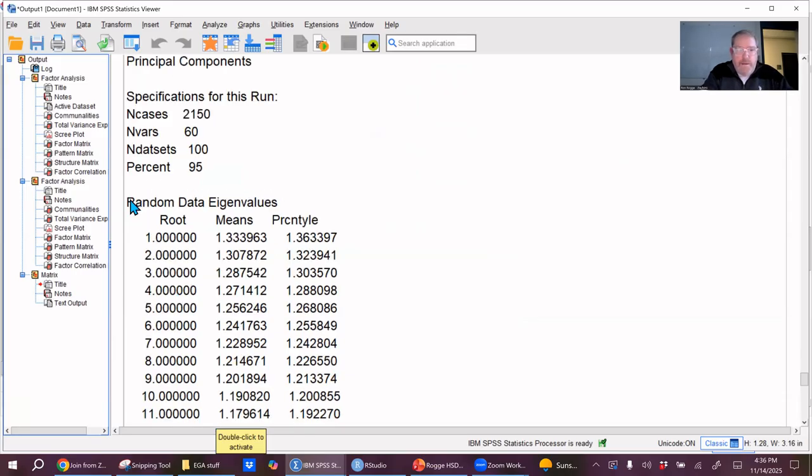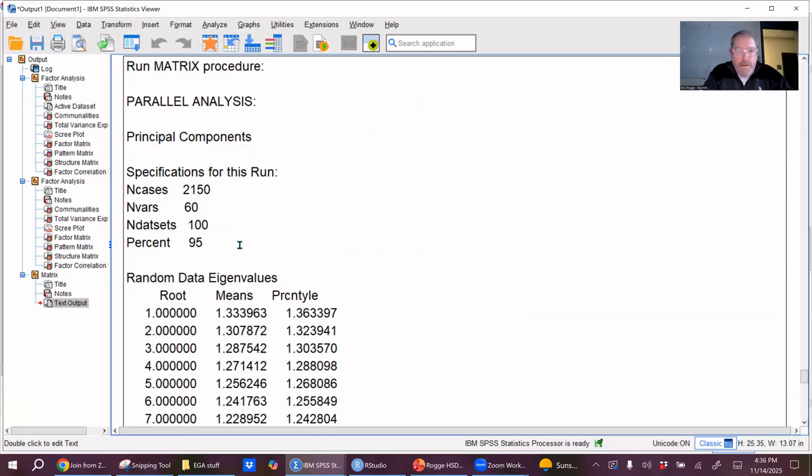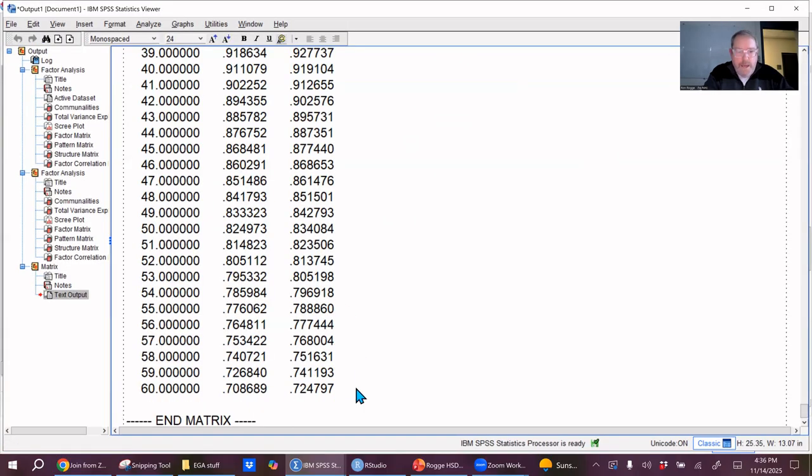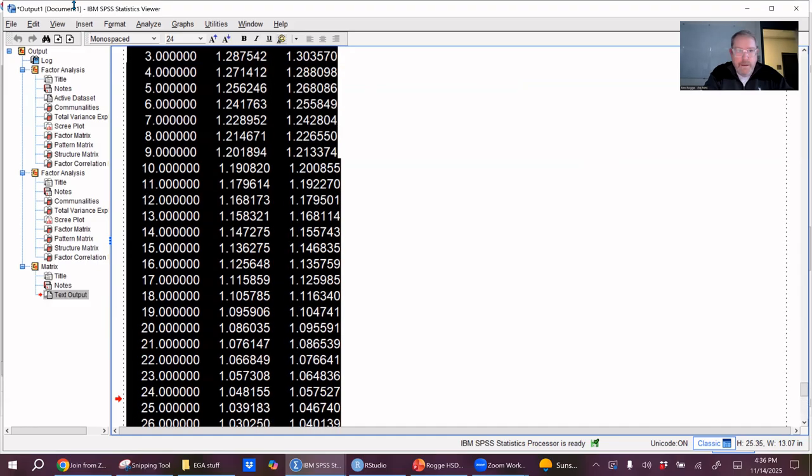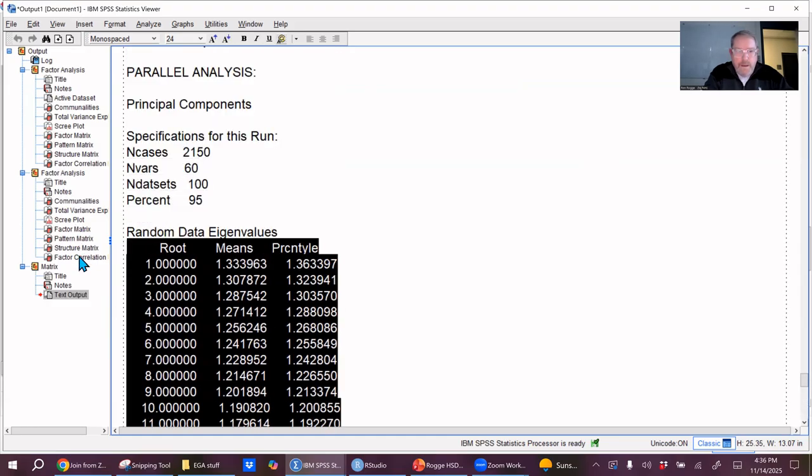And here it is giving us the 95th percentile eigenvalues for the first eigenvalue out of random data, the second, the third, the fourth, the fifth. This is our line boundary that you need to cross. Does it make sense?